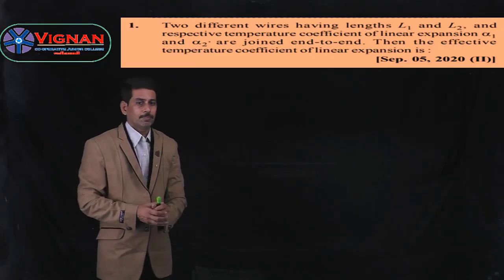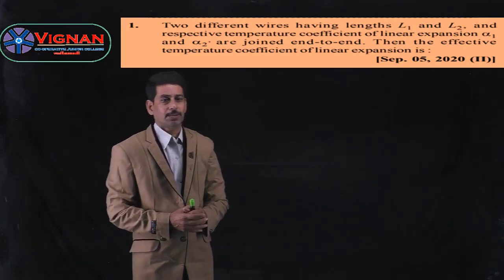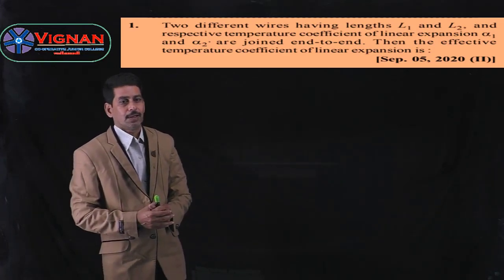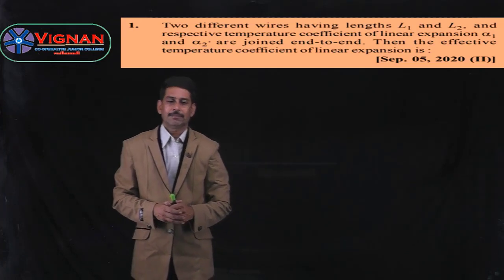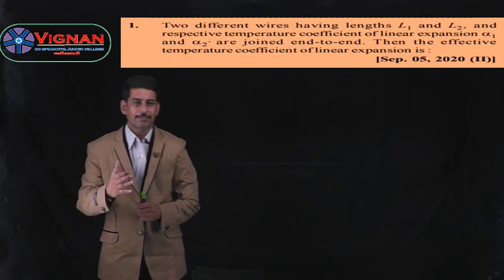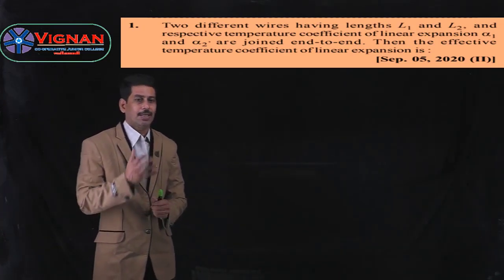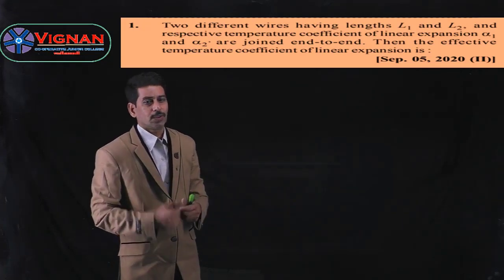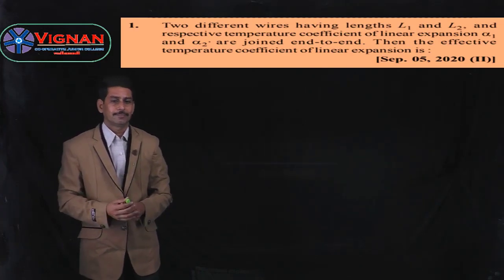See this problem? Two different wires having lengths L1 and L2, respective temperature coefficients of linear expansion alpha 1 and alpha 2 are joined end to end. Then the effective temperature coefficient of linear expansion is? So here two wires are given. The lengths of the two wires are L1 and L2 and their coefficients of linear expansion are alpha 1 and alpha 2. If the two wires are joined end to end, what is the effective coefficient of linear expansion? That we are going to find.